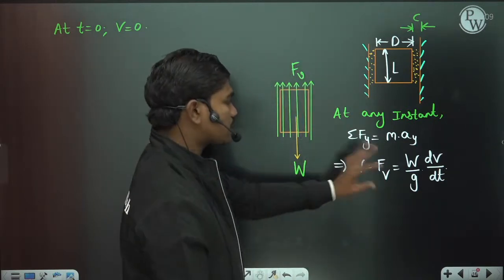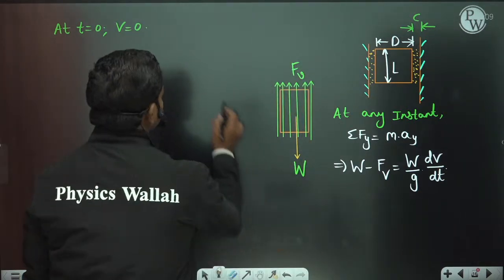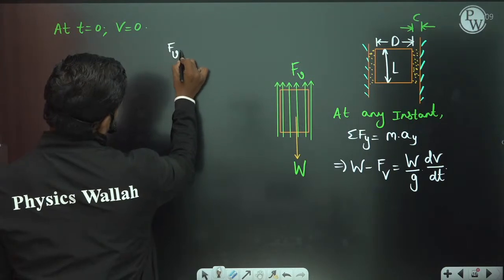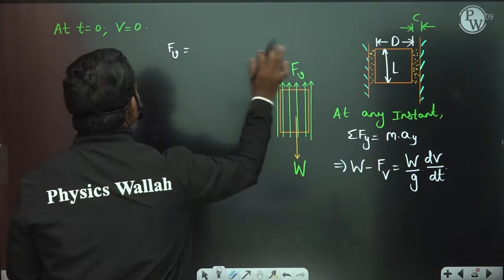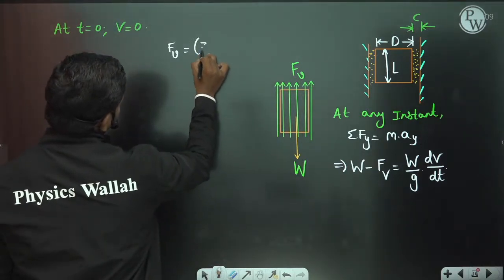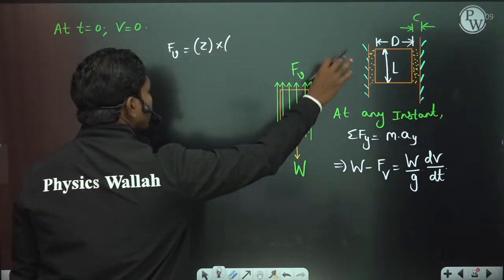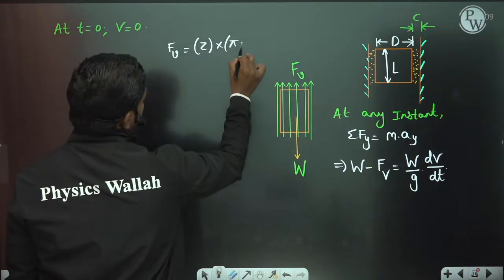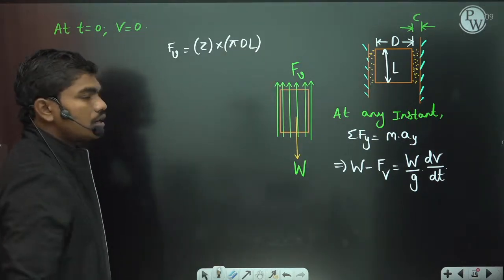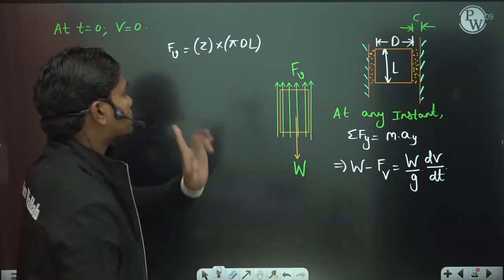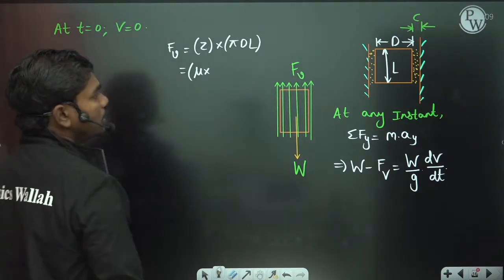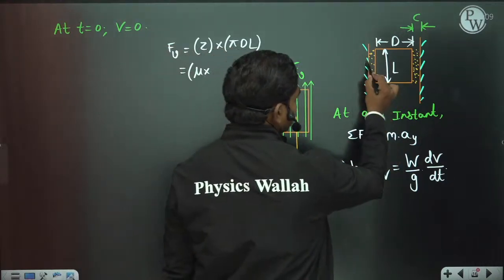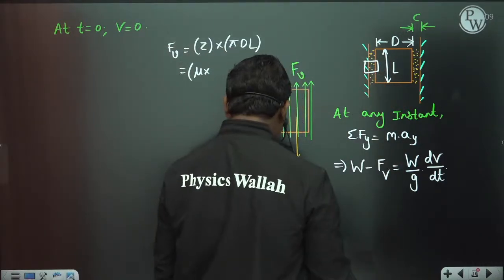So what is the viscous force? We need to get an expression for the viscous force. Viscous force acting on the block is equal to tau into area, where this clearance is C. The area in contact with the block is pi d l, which is the total area in contact with the viscous oil. So tau can be written from Newton's law of viscosity as mu into, now if I enlarge this portion, you will get a diagram like this.